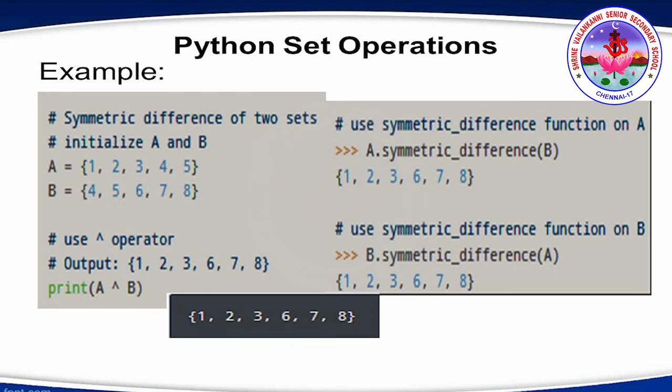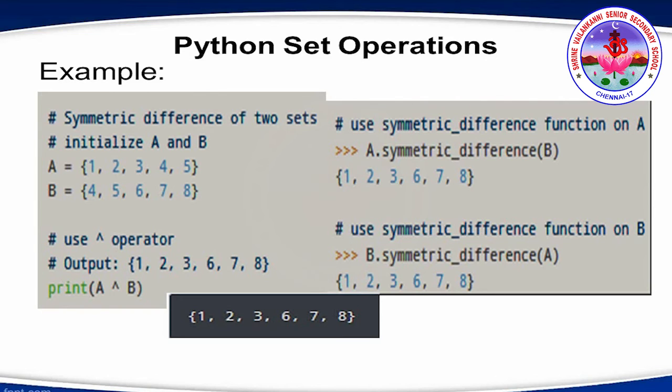Next is symmetric difference of two sets. We are using the same set of values for A and B: 1, 2, 3, 4, 5 and 4, 5, 6, 7, 8. The cap symbol is used for symmetric difference. When we try to print A cap B, we get 1, 2, 3, 6, 7, 8. So the common intersection part is ignored. Only the elements which are distinct in A and distinct in B are taken into account.